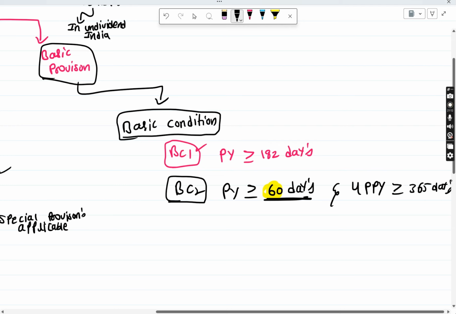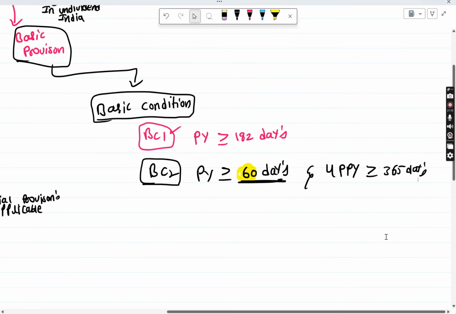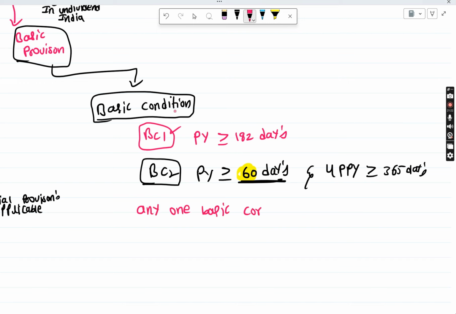Make sure you guys write this down. Then if you satisfy any one basic condition, again any one only, then you will be called as resident. Guys, please respond. And if not, non-resident. Now again we need to check additional conditions.